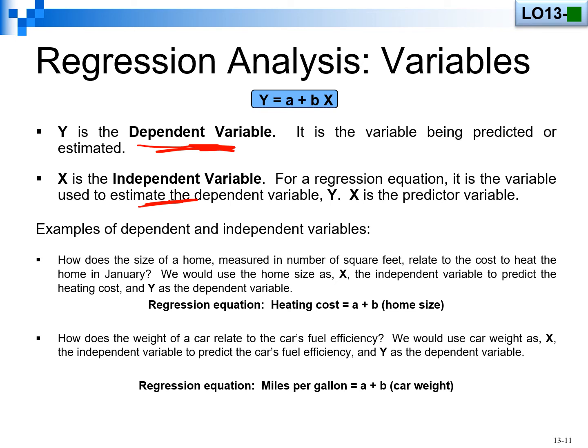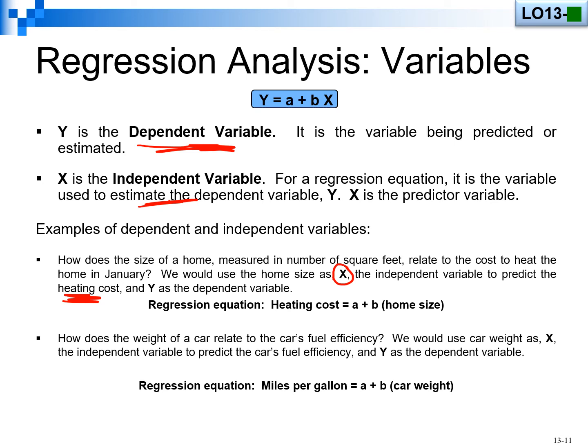So if you look back to the size of a home, basically the home size is going to be x. That'll be the independent variable. And of course, heating cost is the y variable because we're going to see how it is affected based on the size of the home.